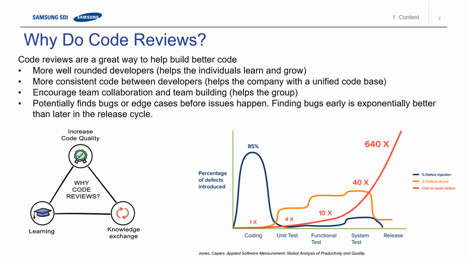So I just put up a couple of things saying it makes more well-rounded developers, it makes more consistent code, it encourages team collaboration, and it helps find bugs earlier in the release cycle. And just a couple of other things I wanted to mention is that code reviews in LabVIEW are something that's not adopted as early on as other programming disciplines. When we think about LabVIEW, programmers are generally engineers first and then programmers second, not always the case. But as a result, a lot of our programming disciplines aren't as well done as other languages.